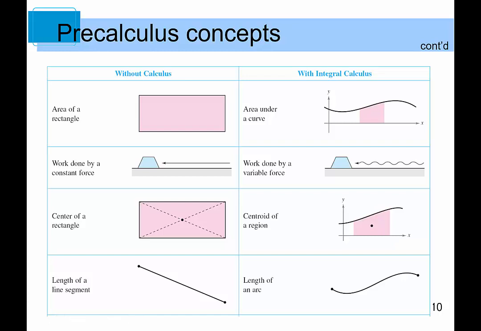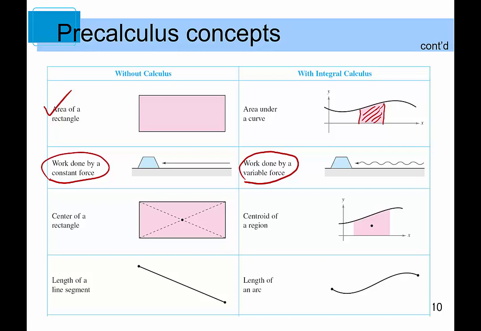Without calculus, you can only calculate the area of a rectangle. With calculus, you will be able to find the area under a curve. This particular area with a curve. Right? Without calculus, you can find work done by a constant force. However, with the help of calculus, you'll be able to find work done by a variable force, which is a lot more complicated.